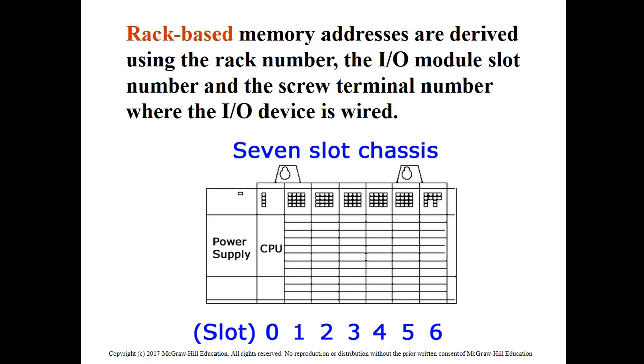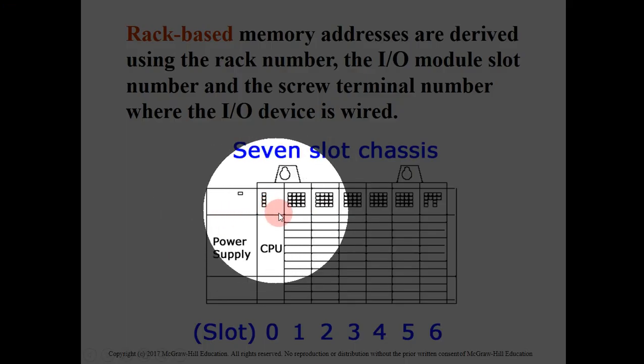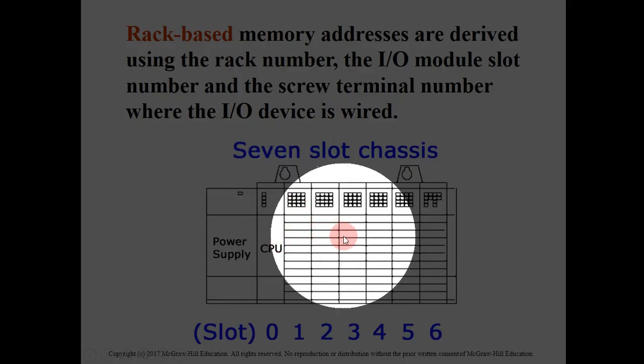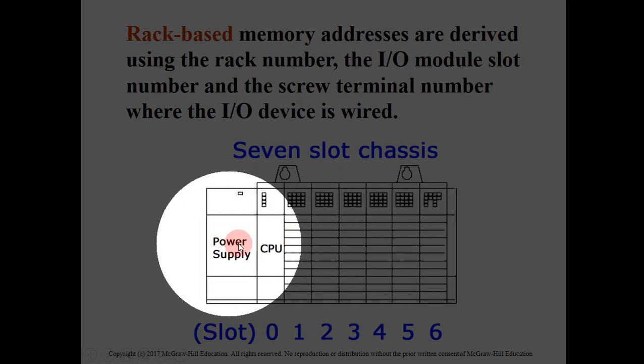So the first is rack-based memory addressing, or slot-based. Memory addressing is defined or derived using the rack number, the slot number, and also the terminal number. As you can see here, this we call the rack of the PLC system, and the rack consists of different modules of the PLC: the power supply module, the CPU module, and the other input-output modules. So this we call the rack.